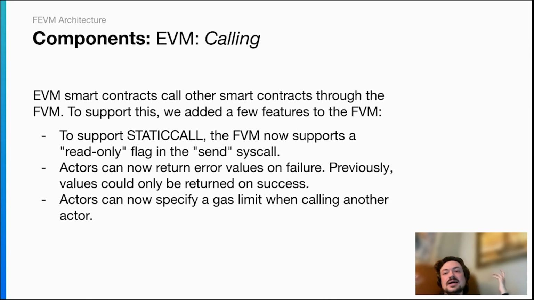Second of all, actors can now return error values on failure. In the past, FVM actors could only return values on success. On failure, they could just return a code. Now, on failure, they can return both a code and a value. This is because the EVM expects this and requires it. Finally, actors can specify a gas limit when calling other actors. This is just required by the EVM. You need to be able to limit how much gas they can use.